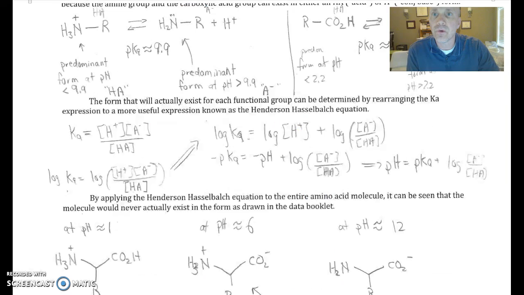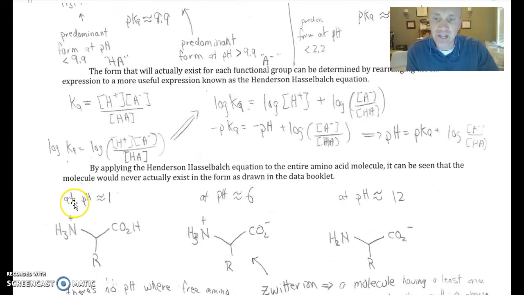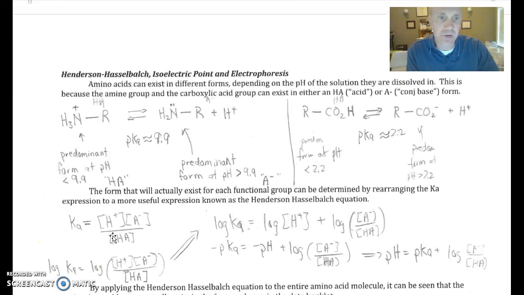Taking a look at what we know about amines, what we said here is that if the pH of the solution was less than 9.9, it would exist in this form right here. So if we had an actual amino acid, the amine at pH 1, so fairly acidic, would exist like this.